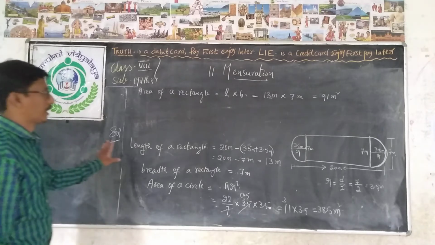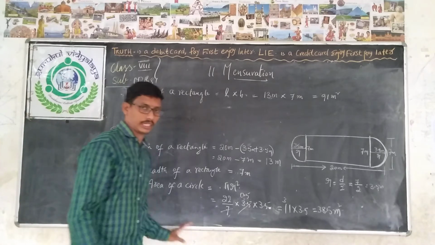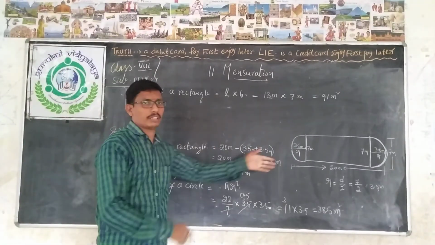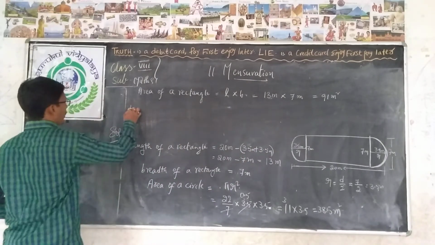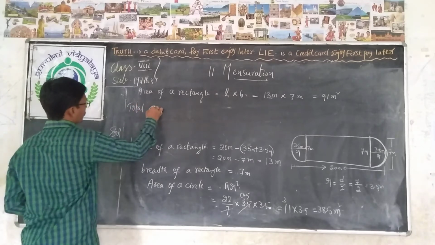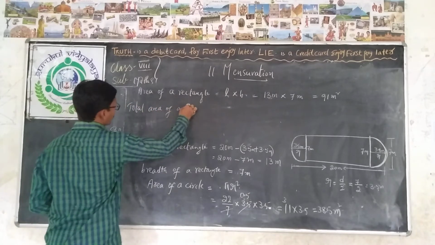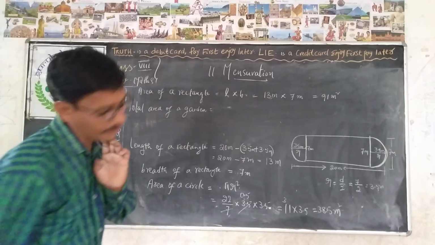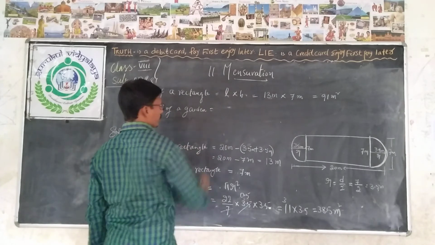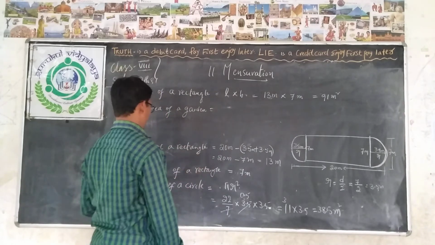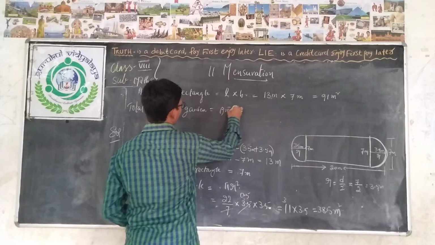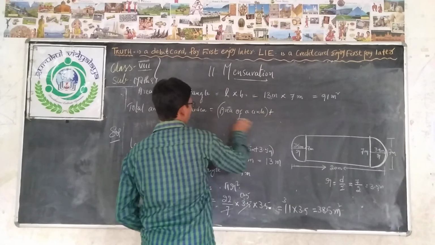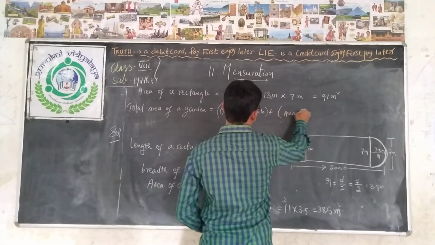So I got both the area of the rectangle and the area of the circle. Now I can consider the total area of the given object. So the total area of the garden is equal to these two areas added: the area of the circle plus the area of the rectangle.